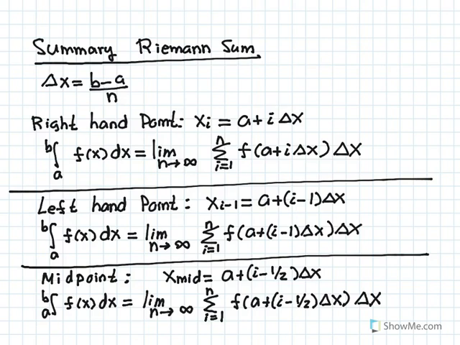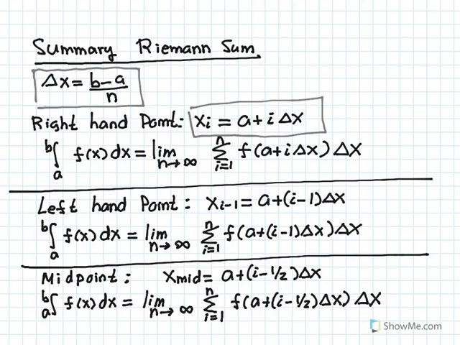So let's just summarize everything. Delta x is equal to (b minus a) over n. That's basically the width of every interval. The right-hand point x_i is a plus i delta x. That samples the right-hand points, and the left-hand point x_(i minus 1) is a plus (i minus 1) delta x, which means you're choosing the left-hand point of every interval. And the midpoint evaluates the function at the midpoint of each interval. So the midpoint is a plus (i minus 1/2) delta x.